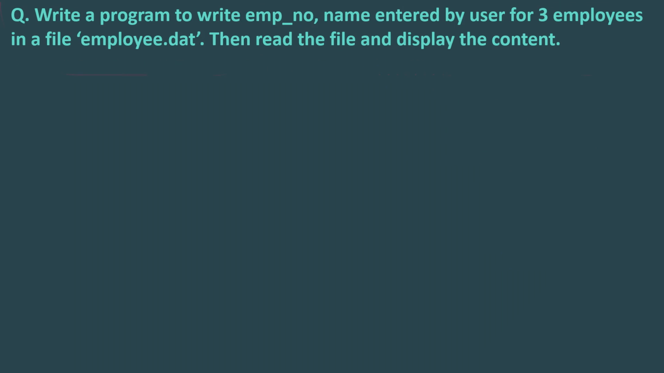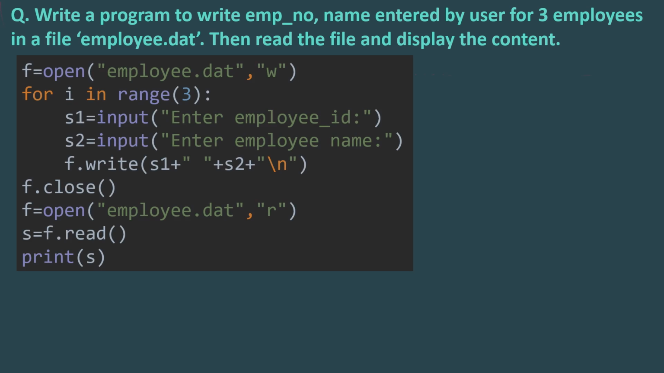Now one more program is like this: write a program to write the EMP number, that is the employee number, and name entered by the user for 3 employees in a file employee.dat. Then read the file and display the content. So here you can see the program is like this. First of all, you have to create a new file employee.dat for writing. So it has to be opened in write mode.